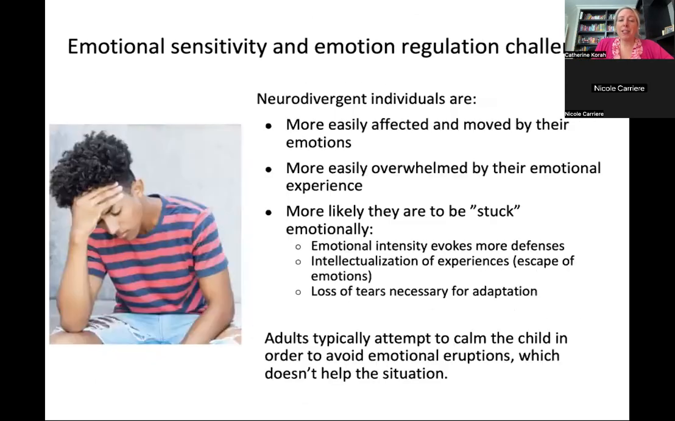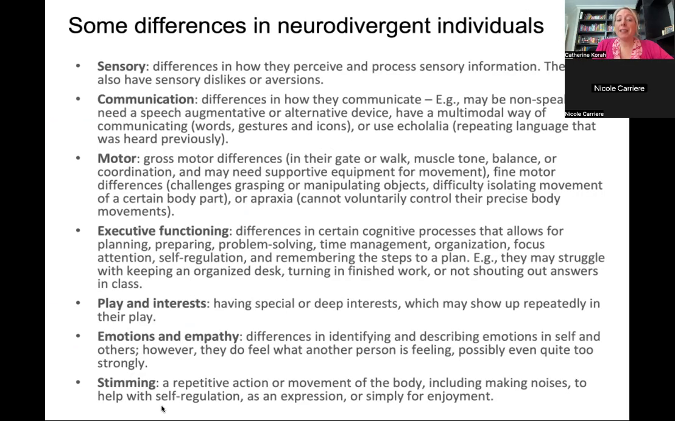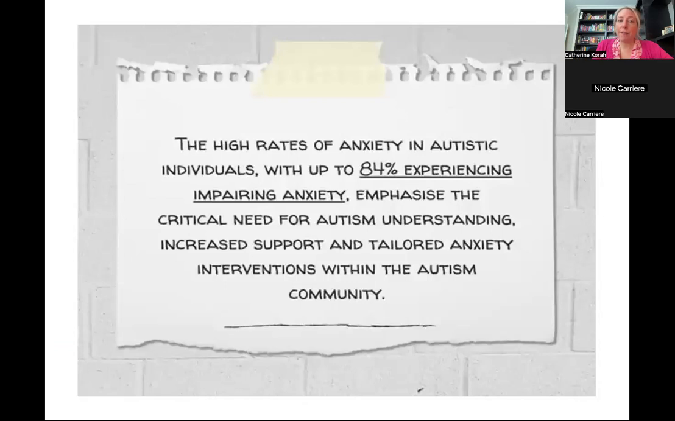Again, I mentioned before that sometimes adults will attempt to calm the individual. And so stimming might be an example where, if the adult doesn't understand the purpose of stimming, they may try to prematurely cut that out. And due to all these differences and these different stressors in their life, it's been shown with statistics that there's a much higher rate of anxiety in autistic individuals and other neurodiverse populations, with up to 84% experiencing not just some alarm, but anxiety that is impairing their functioning.